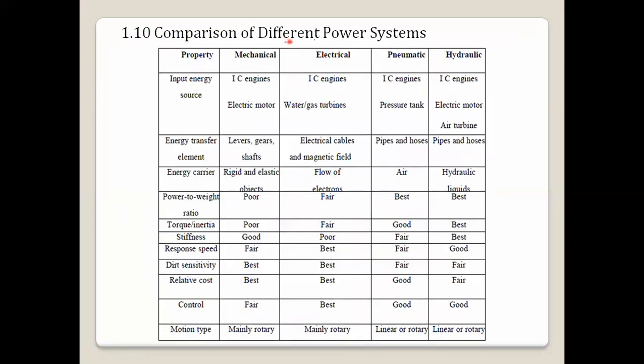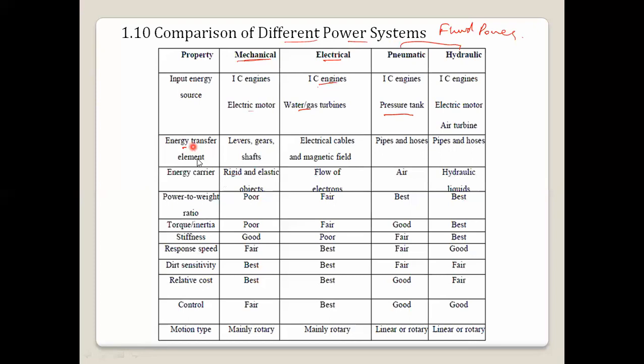We can compare the different power systems: mechanical, electrical, and fluid power. As I said, power transmission is done in 3 ways: mechanical, electrical, and fluid power. Pneumatic and hydraulic, combined, we call fluid power. So we can have the comparison. You can see the input energy source: mechanical uses an IC engine, electrical uses an electric motor, and so on. For pneumatic it is mainly a pressure tank.